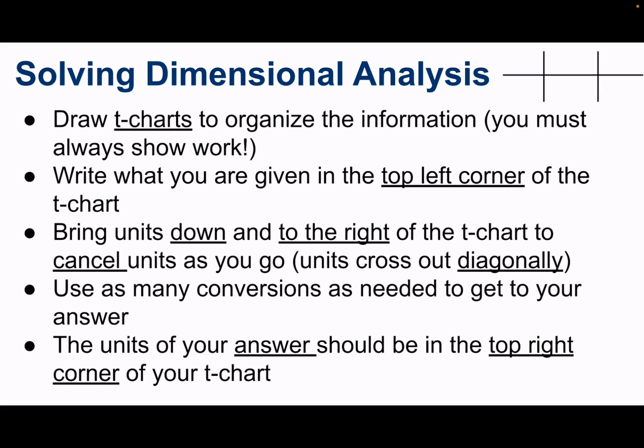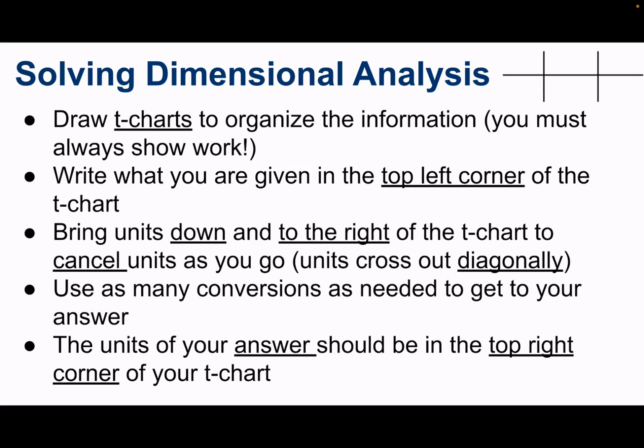So to do this, we're going to use what we call T-charts. Top right, you see an example of a T-chart. Some people call them train tracks. It's also been called factor label method. There are many ways of saying it. We're going to draw out a T-chart and organize the information. Okay, we have to show work to keep track of our thoughts.